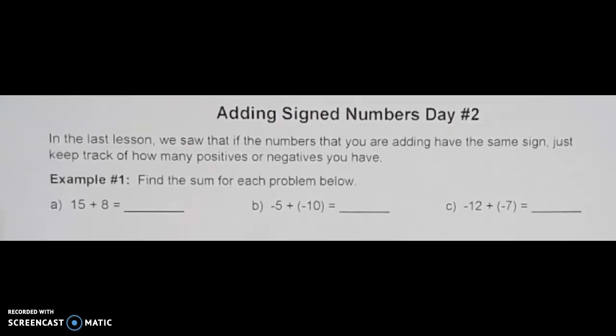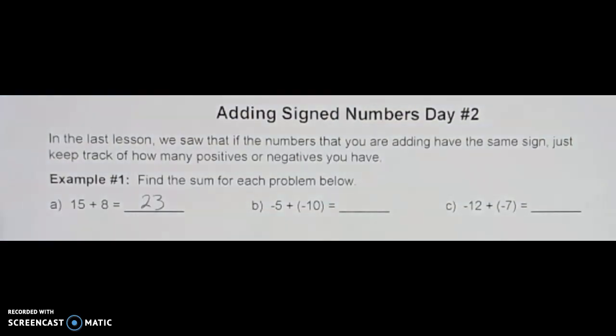So in example number 1, in A, B, and C, we're going to find each sum. In A, we have 15 plus 8. Both of my numbers are positive, so all I have to do is count how many total positive numbers I have. 15 plus 8 is 23, so the answer here is positive 23.